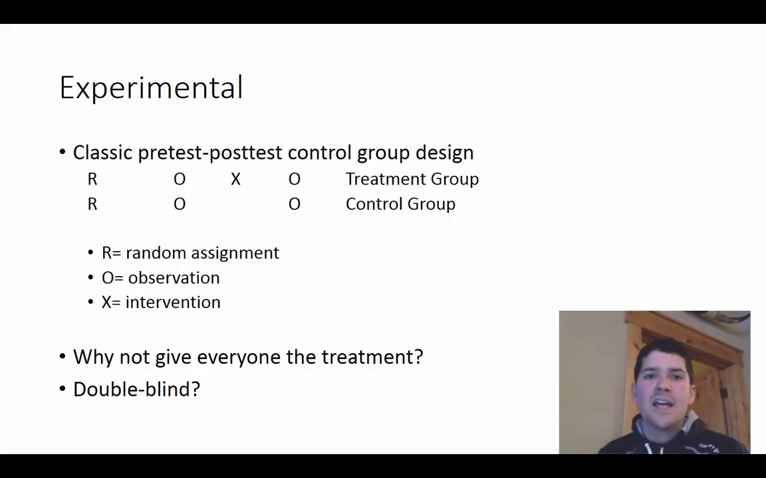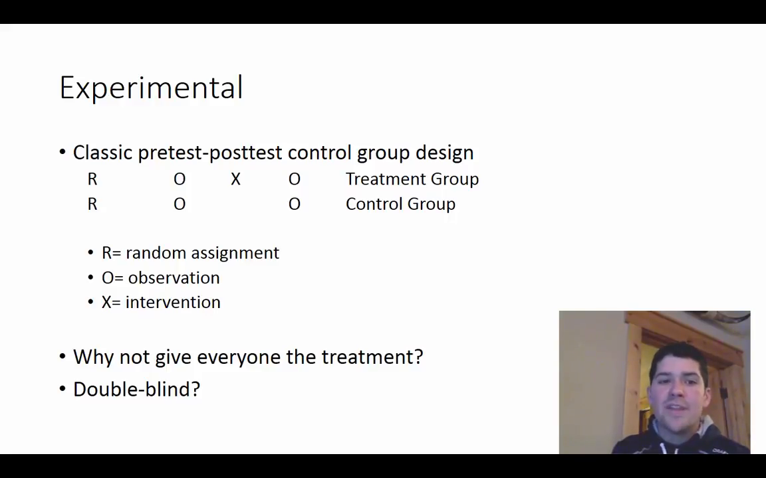I'm just going to be talking right here about a couple different experimental designs. The first one is the classic pre-test, post-test control group design. Now, there's some notation that we have to keep in mind. When we're talking about quantitative research designs, R stands for random assignment, O stands for an observation, and X stands for an actual intervention.